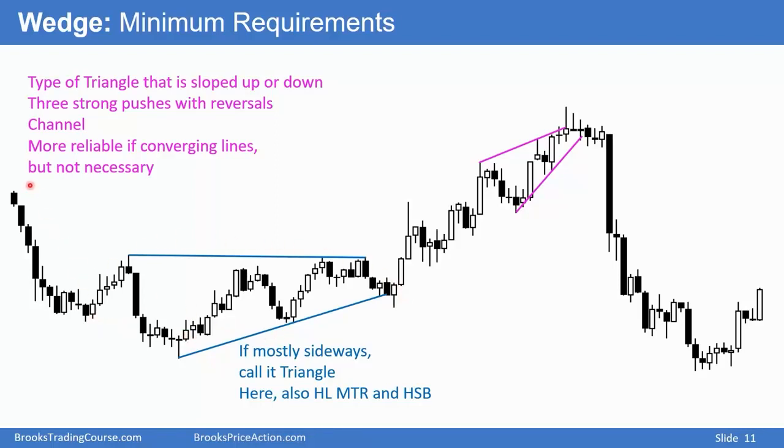There's also a bear trend, bull breakout, higher low, major trend reversal, and a double bottom, higher low, major trend reversal. Traders buy for the reversal up. You can also call it a head and shoulders bottom: left shoulder, head, and then right shoulder. And the right shoulder formed a double bottom.